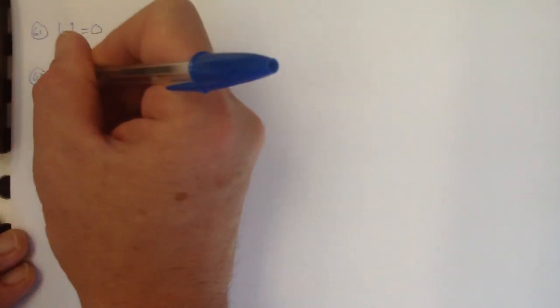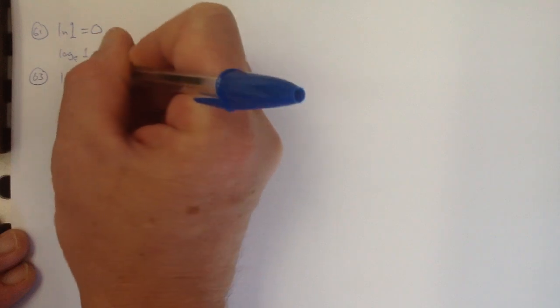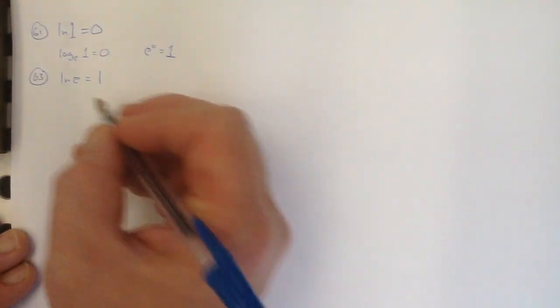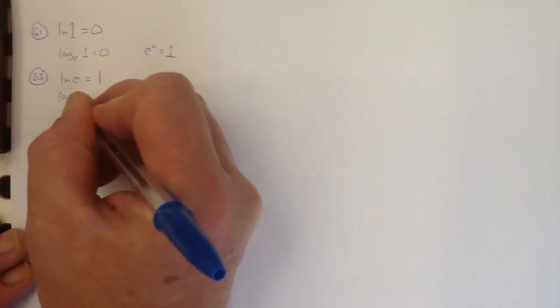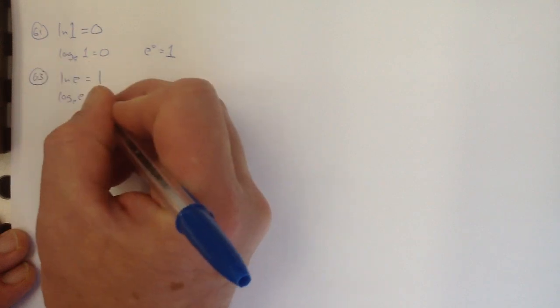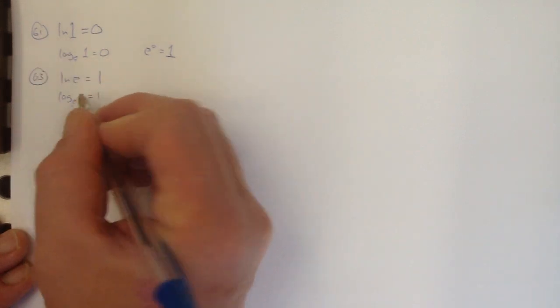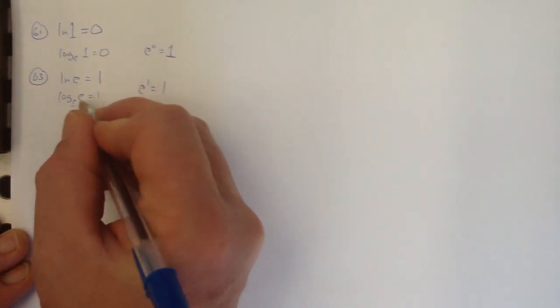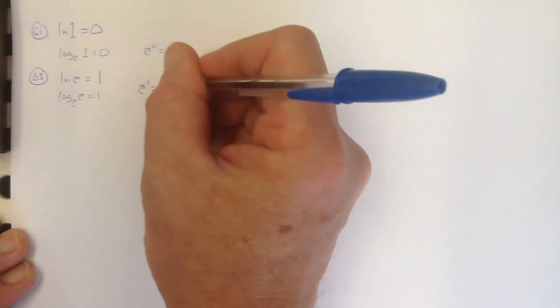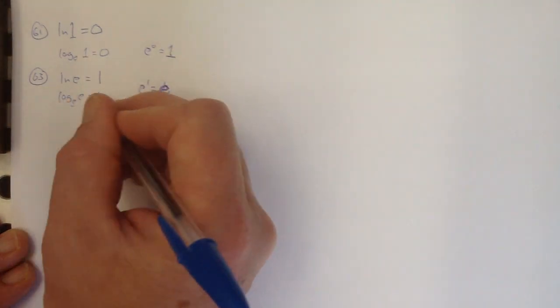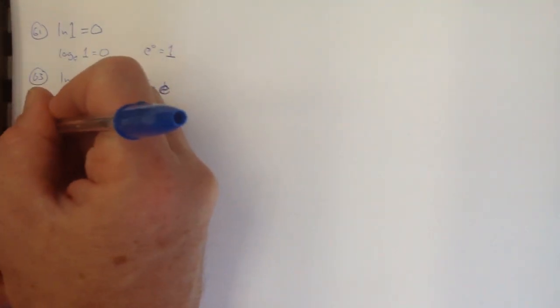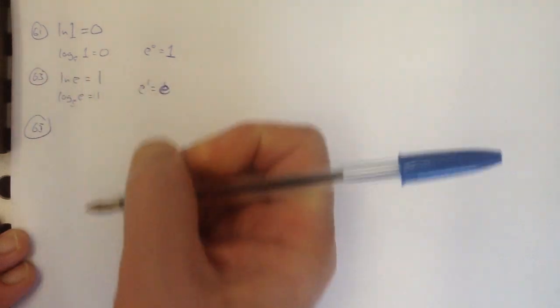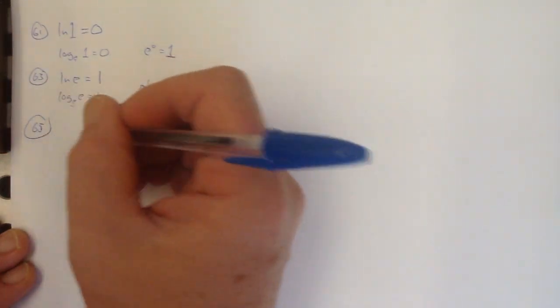63, I have natural log of e equal to 1. That's because, remember that natural log means log base e. You can rewrite it like that if you want. E to the 1 equals e. All right, I'm going to stop rewriting them like this. I'm going to try that, see if that works for you.